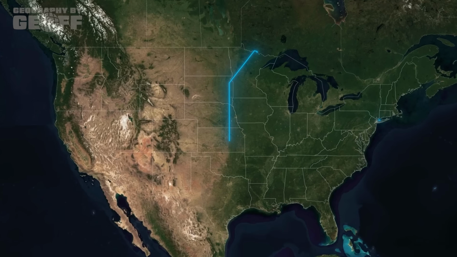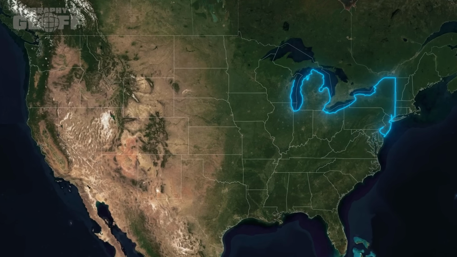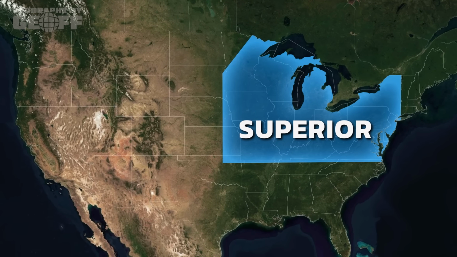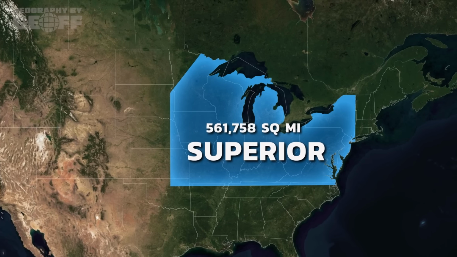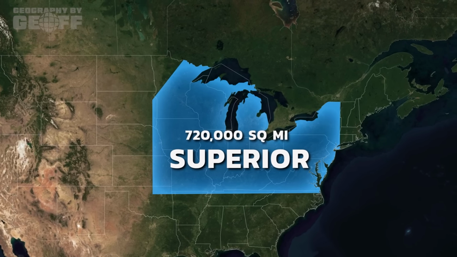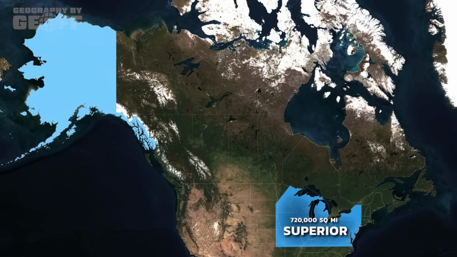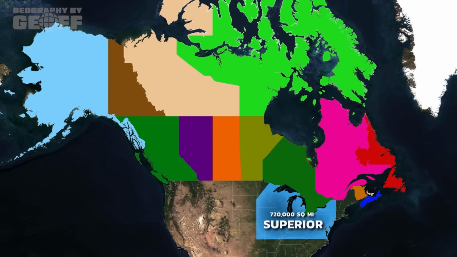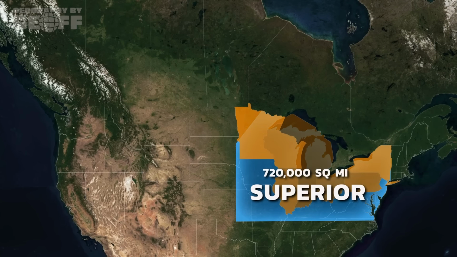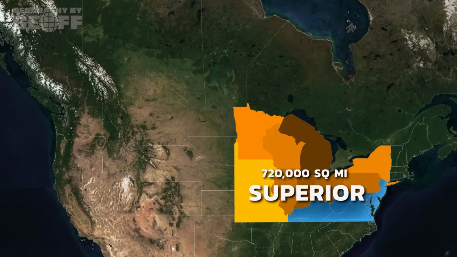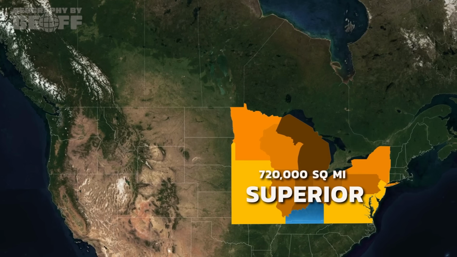To start, we have the great, big, beautiful province of Superior. This enormous province weighs in at a staggering 720,000 square miles, making it larger than the current largest US state of Alaska, as well as larger than any current Canadian province. It would largely make up the entirety of the Great Lakes states, parts of the Midwest prairies, and much of the Northeast and Mid-Atlantic parts of the country.